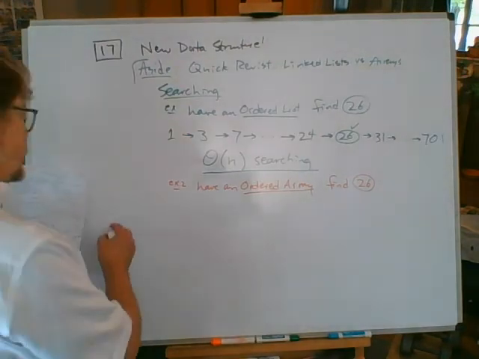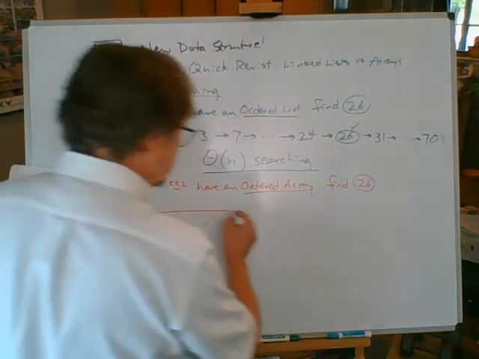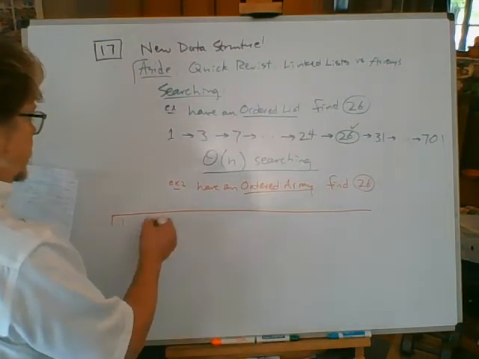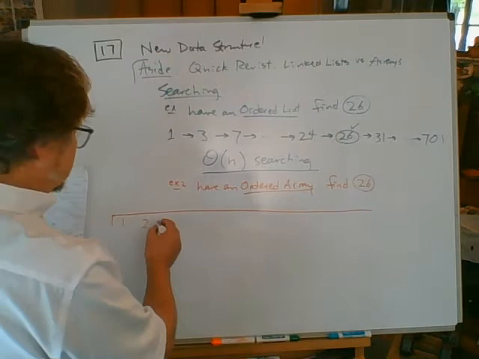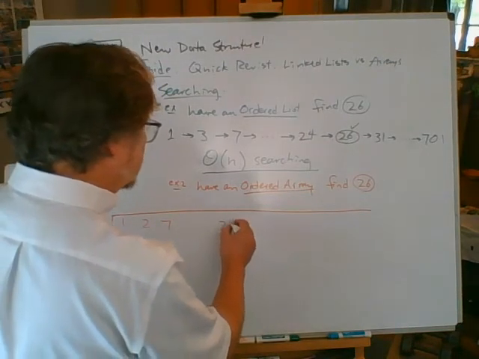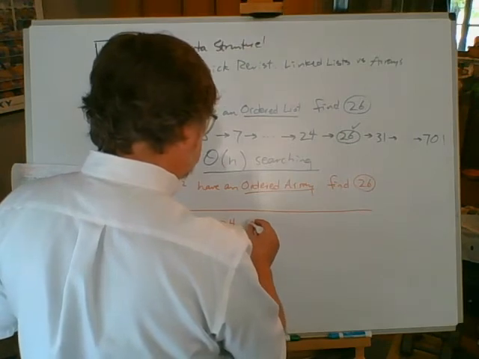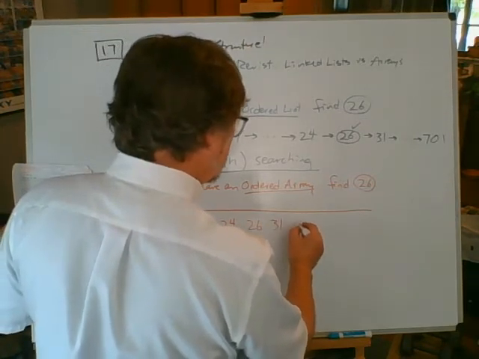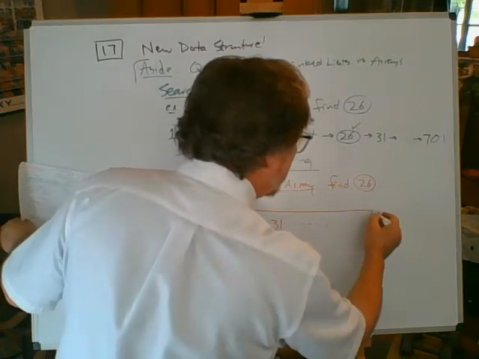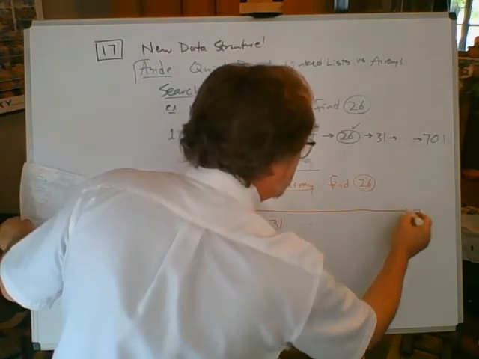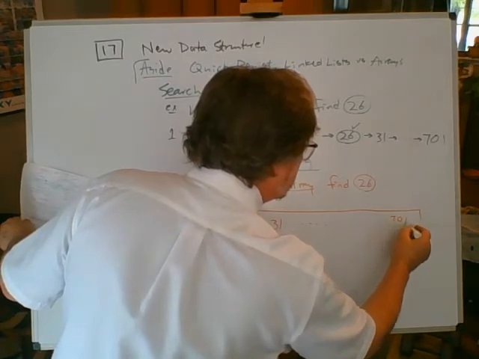So an array, of course, is going to look different. Maybe it's got exactly the same stuff in it. So it's got 1 and 3. I'm not going to draw all the dividing lines, but you know what an array looks like. 1, 2, 7, a bunch of other stuff. 24 and 26 is in there. And 31, then a whole bunch of other stuff. And then way out at the end, the last one that we've got in here is 701.